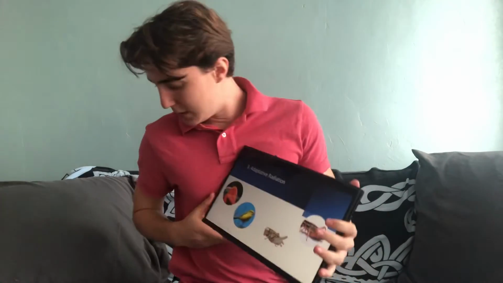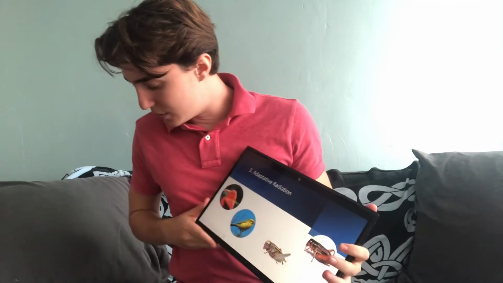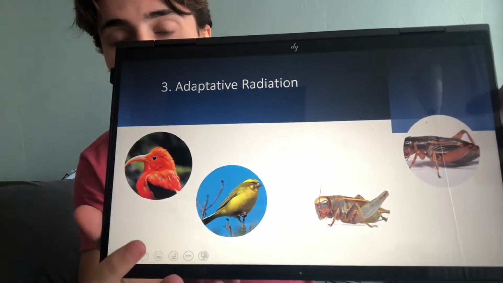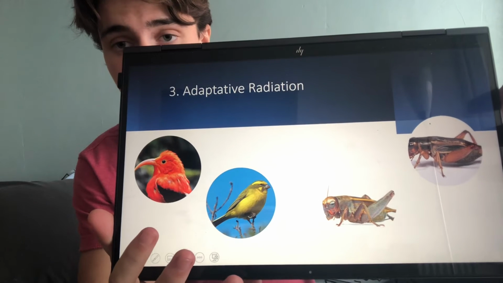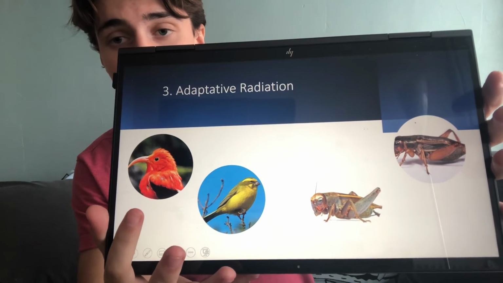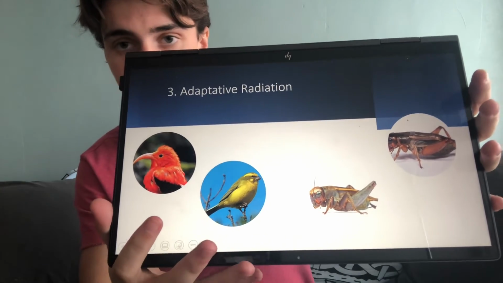My first example is about, I forgot his name, sorry, the Hawaiian honeycreepers. As you can see, we have two honeycreepers. They live in the same territory in Hawaii, but one is eating nectar and needs a long curved beak, while the other one eats insects.